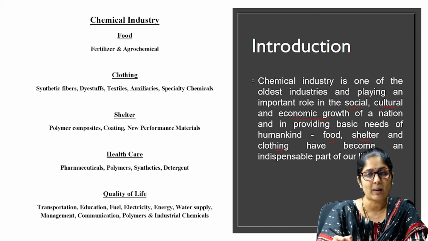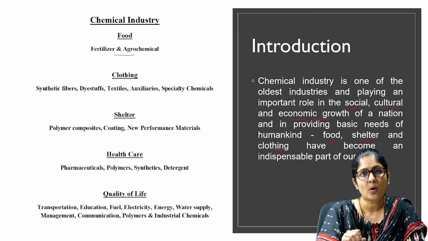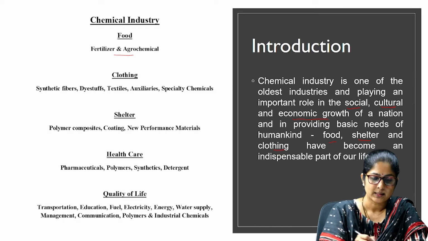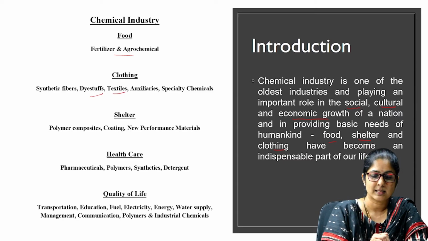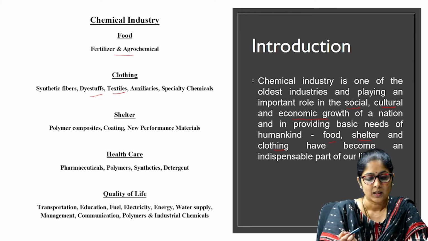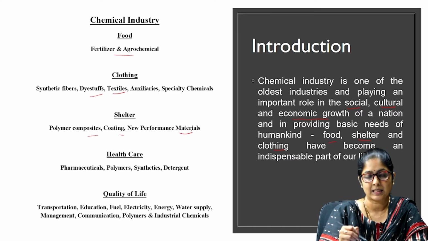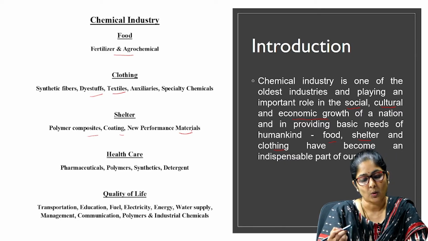Here is a list of applications in this field. For example, in food, the fertilizers and agrochemicals come from the chemical industry. Even if you talk about clothing, the textiles, dyes and synthetic fibers are products of the chemical industry. Coming to shelter, the polymer composites, coatings or new materials used for construction are also products of chemical industries.